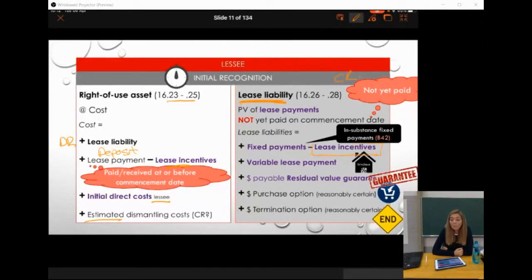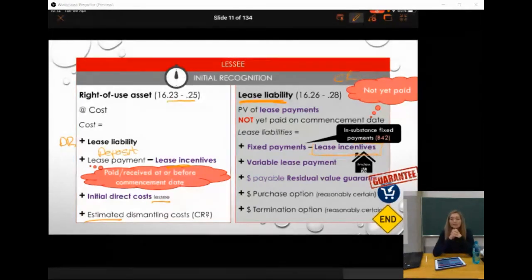Okay, so obviously, do you agree with me that in this question, it was obvious that the variable payments were not linked to an index or a rate? Variable payments were linked to the amount of units that was manufactured or whatever. So when a variable payment is linked to an index or a rate, that is to say, for example, when we have a situation, which is very common, where we link the lease payment to, for example, the inflation rate or something like that.